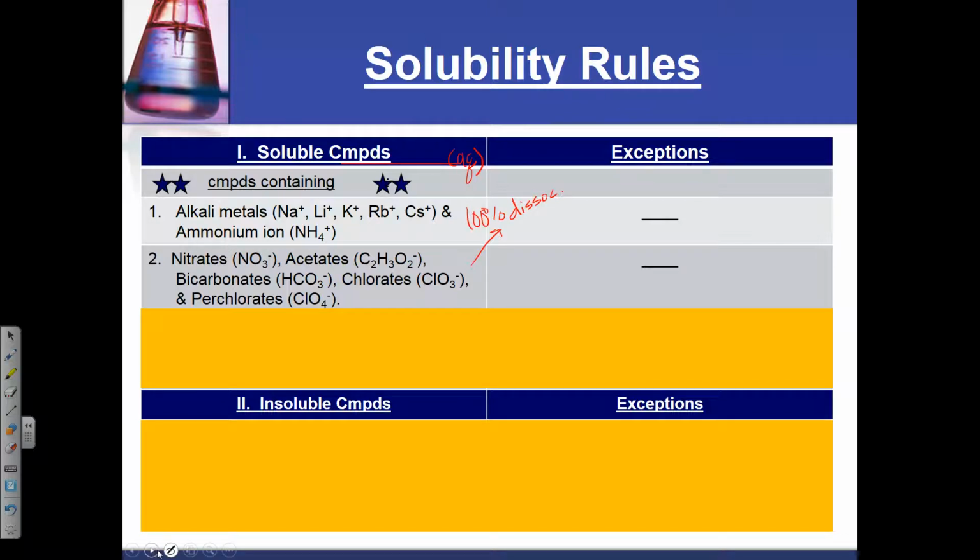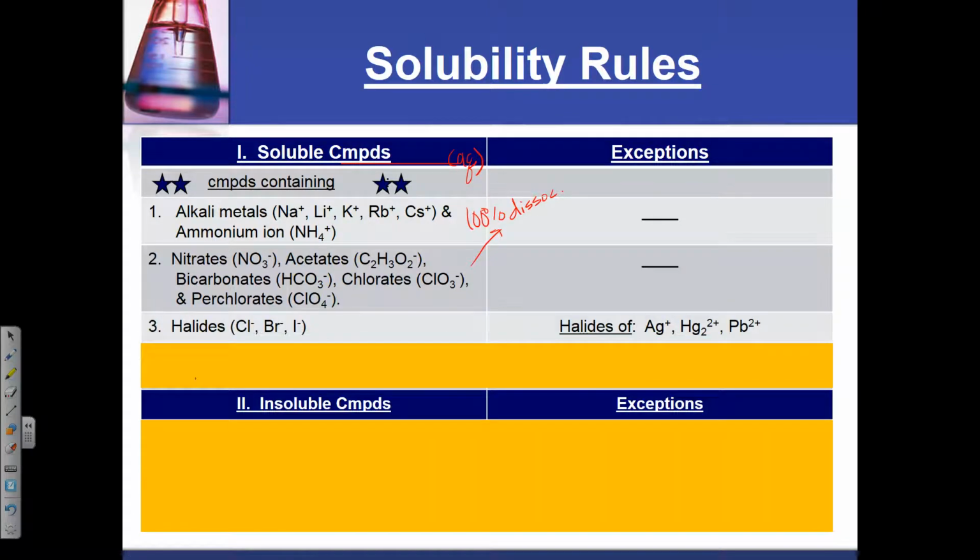Rule 1.3 is the rule about halide ions. So if your salt contains a halide ion, halides are the halogen ions, chloride, bromide, or iodide, then those are going to be soluble, meaning they will be 100% dissociated in solution. Now there are 3 exceptions. So if you happen to have a halide of silver, mercury 1, or lead 2.